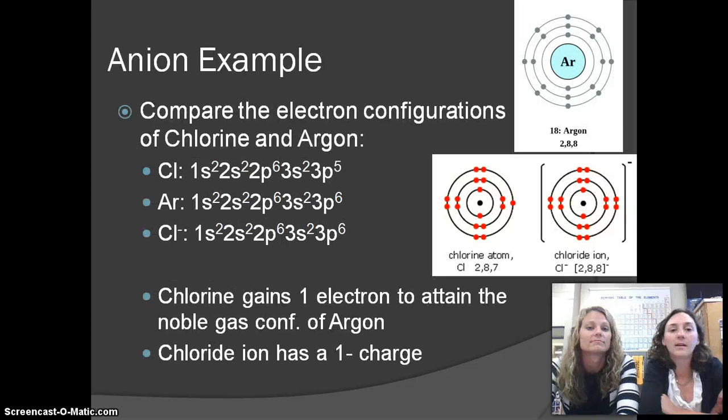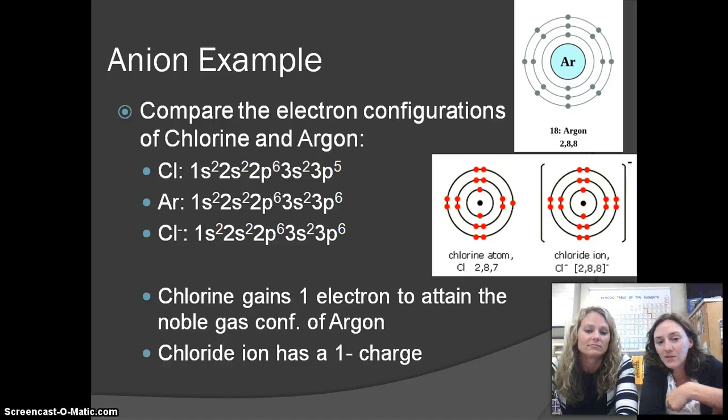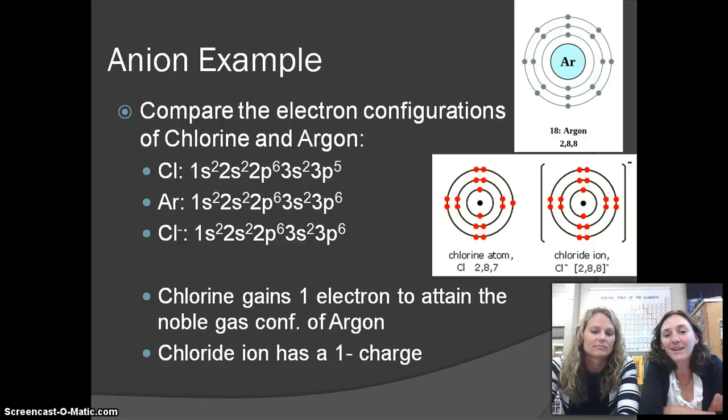Example of an anion. We've got chlorine. Chlorine is in the 3rd period. So it has 3 energy levels, and it has 6 in the P, reverse, we've got 7 electrons. 7 valence electrons. Let's show you right here. This one, 7 valence electrons. So it is missing 1. It needs 1 more to make it stable.